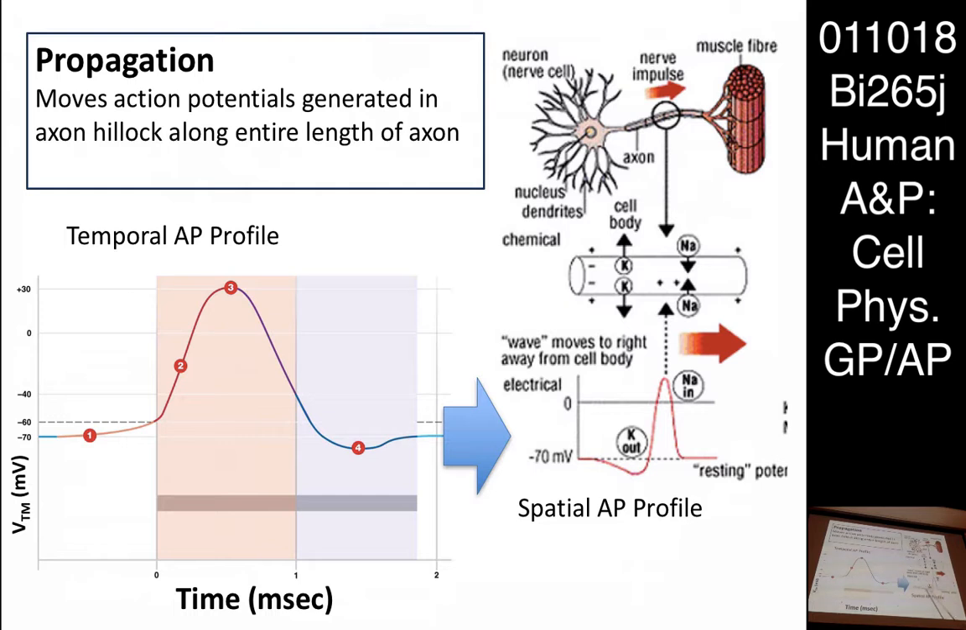But this is a spatial profile. A spatial profile. If you imagine here is potential, and instead of time, this is just distance from the axon hillock. All right, here's the axon hillock. Here would be the synapse. All right, and this would be the propagation of that action potential across that membrane. Does that make sense?